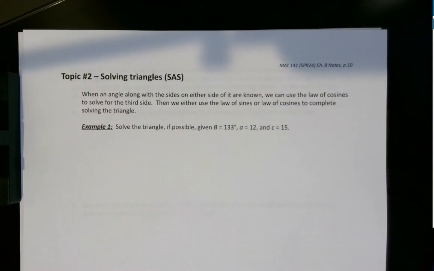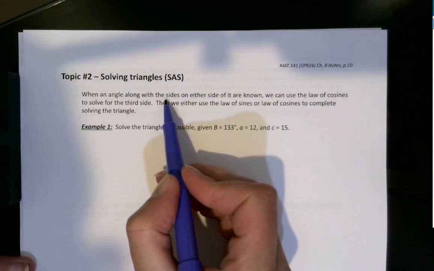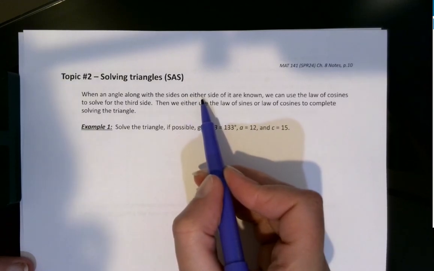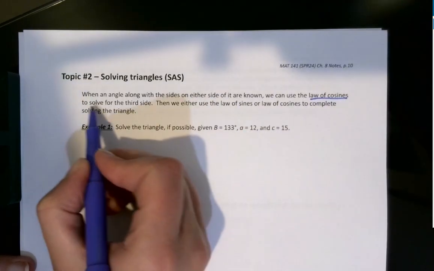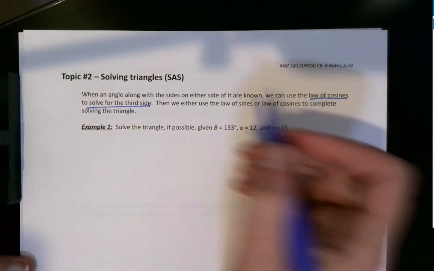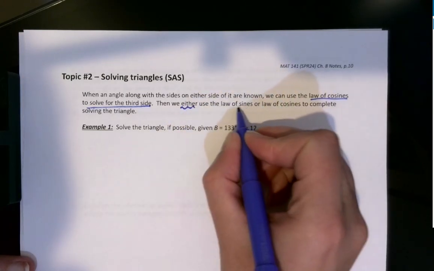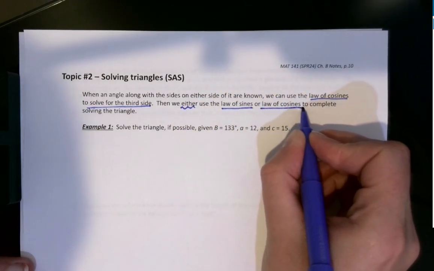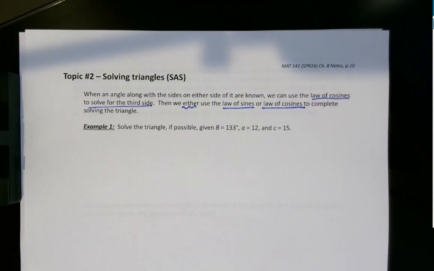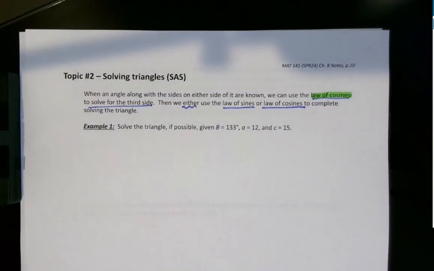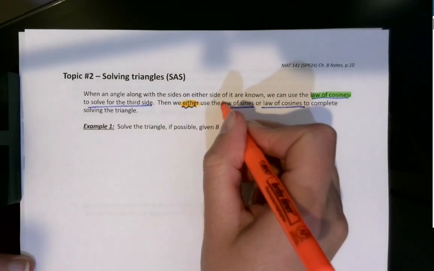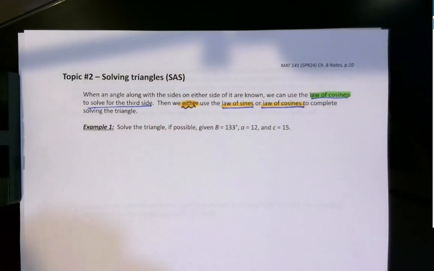All right. Taking a look at the next page, we're going to solve a side-angle-side triangle. And when solving a triangle like this, where sides on either side of an angle are known, we're going to use the law of cosines to solve for the third side. And then we can use either law of sines or law of cosines to completely solve the triangle. Our first step is going to have to be the law of cosines. And then after that, it looks like we're going to get a choice if we use the law of sines or the law of cosines. Let's see why.